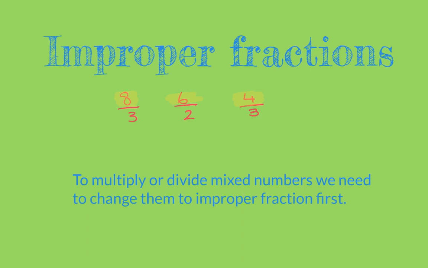To multiply or divide mixed numbers, we need to change them to improper fractions first. So we can't do anything with a mixed number. We have to change it to an improper fraction first. So we better learn how to do that.